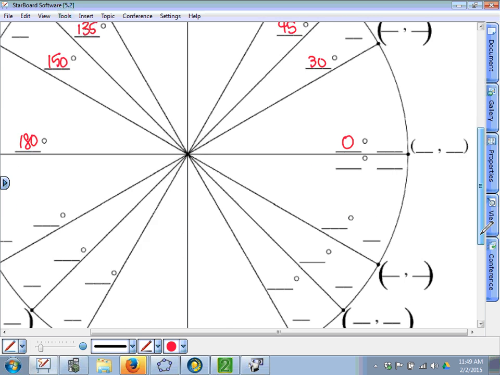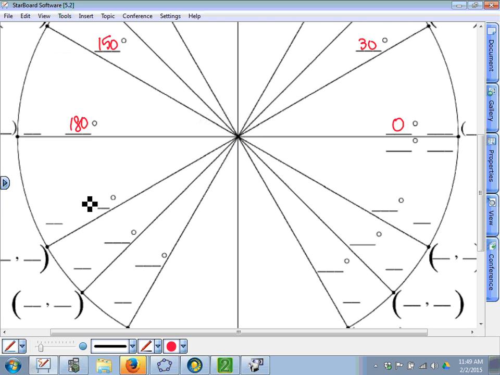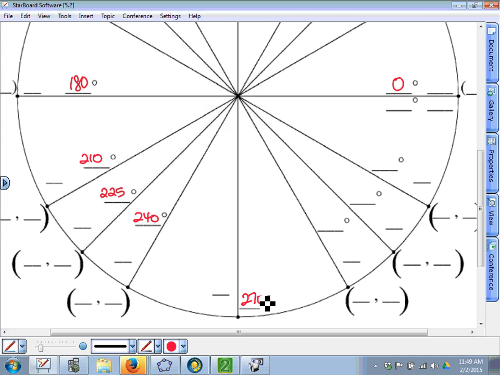180, bless you, and then 210, 225, 240, and 270, and 300, 315, 330, and 360. Now, the blanks just next to them, we'll talk about this next time, don't worry about those blanks.